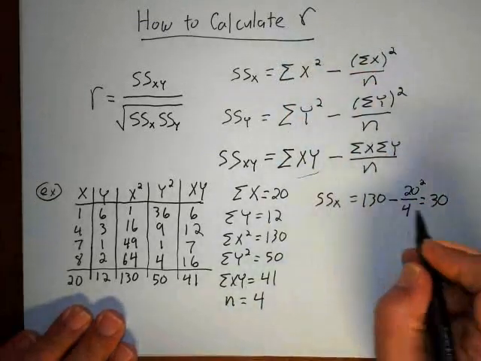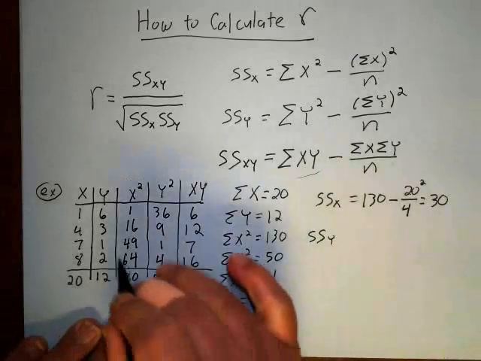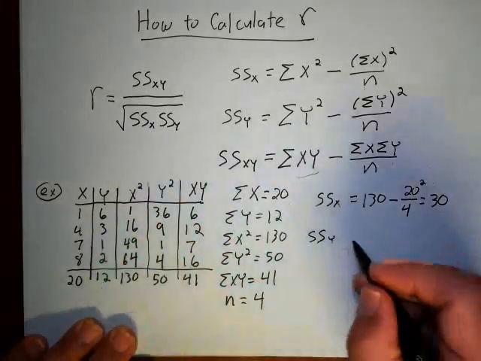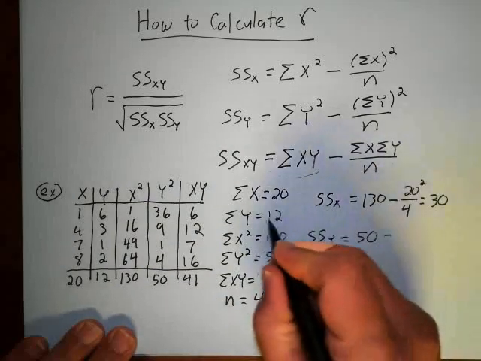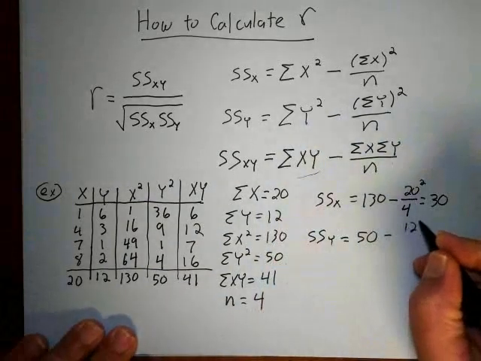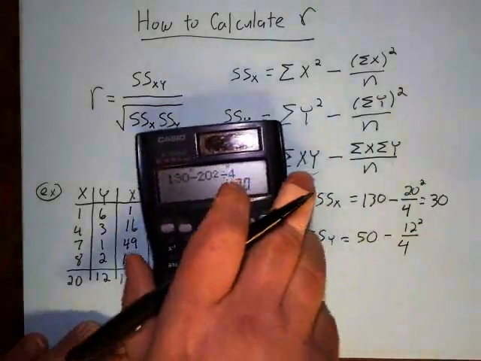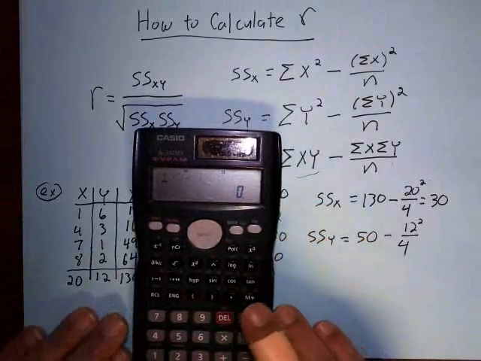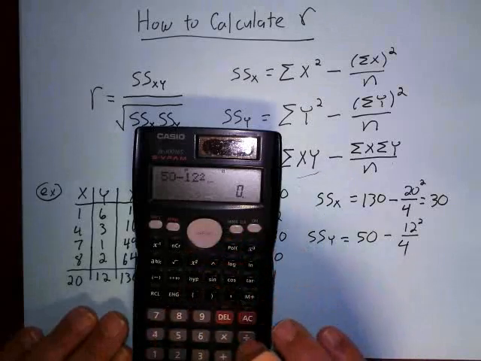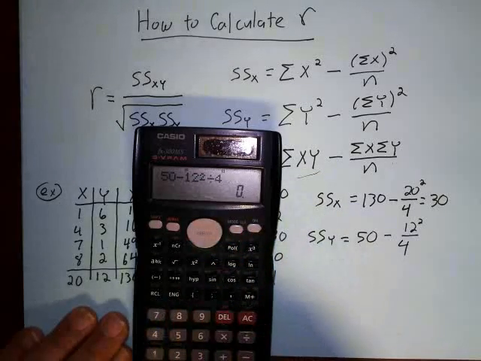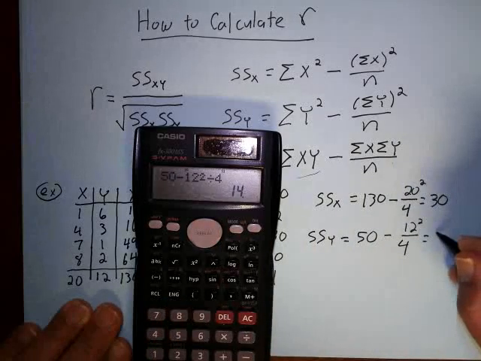Okay, so there's really nothing new about this. And nothing new about this, you're just doing it now with the y values, right? So you're going to take the sum of y squared minus the sum of y, which is 12 squared, over 4. And I get 50 minus 12 squared divided by 4. And I get, for this one, 14.